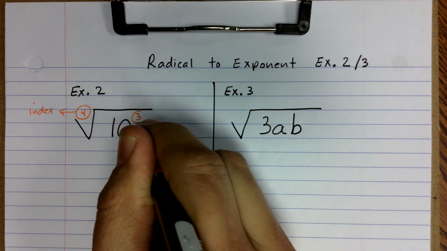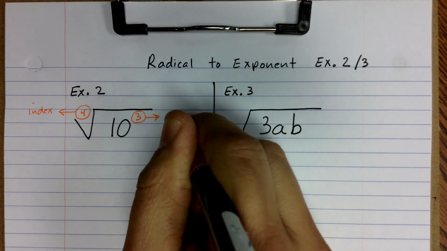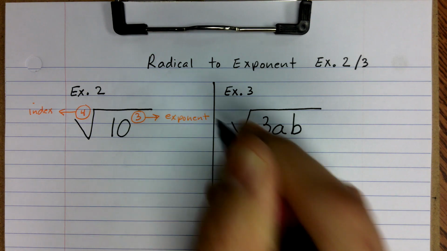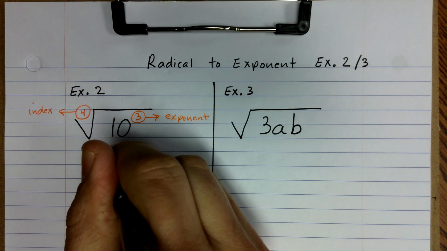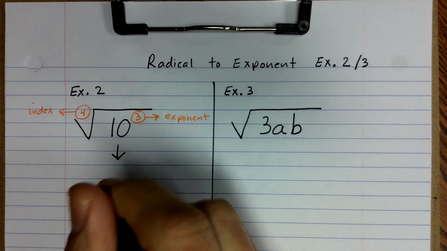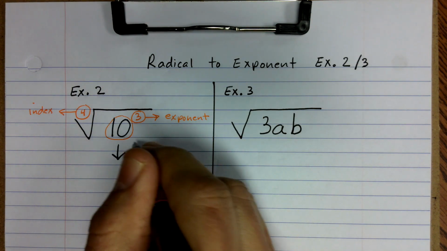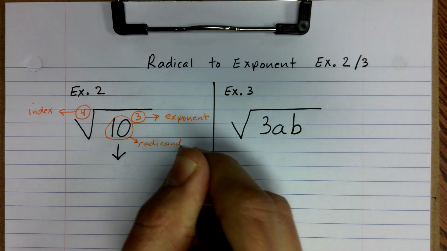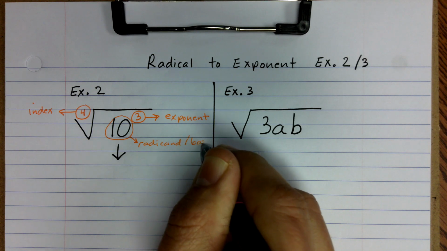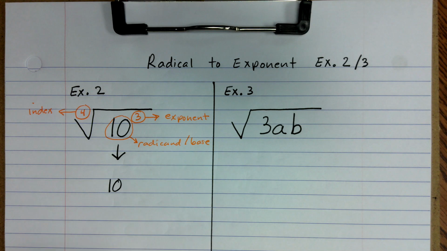Notice we also have an exponent power on our radicand. And so from this point, if we want to turn this into an exponent, I'm going to write my base. And notice the radicand is also the base. So I'm going to rewrite that radicand as my base for my exponent.